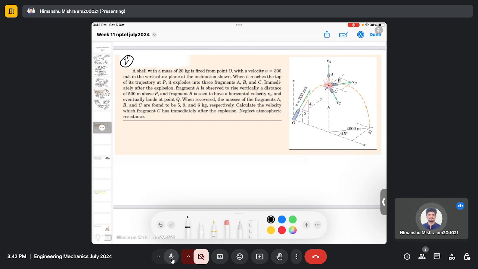When it reaches the top of its trajectory at P, it explodes into three fragments. Immediately after the explosion, fragment A is observed to rise vertically a distance of 500 meter above. Fragment B is seen to have a horizontal velocity Vb and eventually lands at point Q. When recovered, the masses of fragments A, B, C are found to be 5, 9, and 6 kg respectively. Calculate the velocity which fragment C has immediately after the explosion.